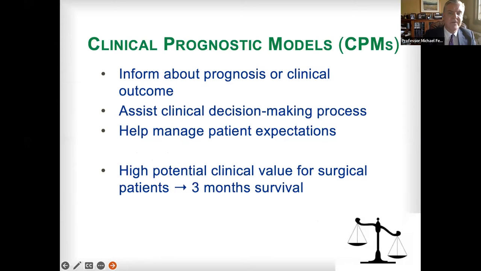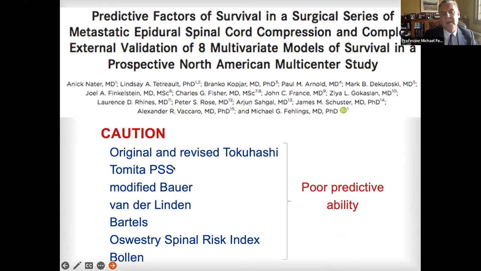How useful are these in terms of the decision-making? Now, there's a number of these that have been out there, the Tokuhashi models, the Tomita models, and other models. And these have been the classic models, but the reality is, in the modern context, as we reviewed a few years ago, these actually have poor predictive ability, and unfortunately, they're really more of historical interest now. So what can we use?